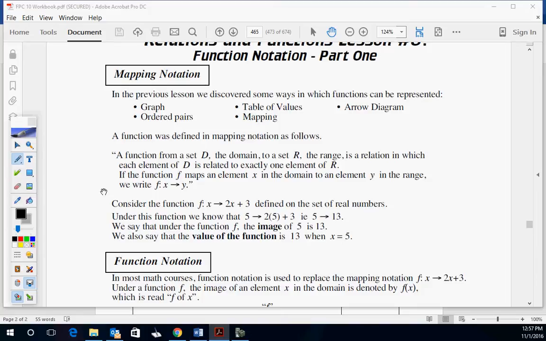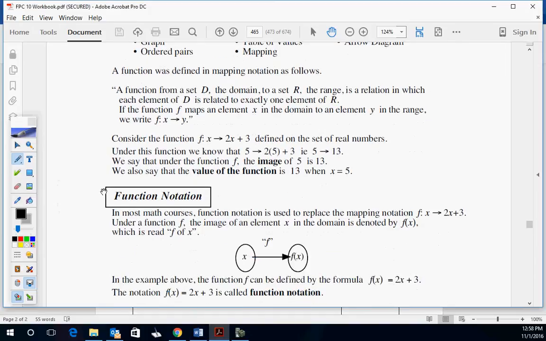Okay, so in previous lesson we talked about our graph, ordered pairs, table of values, mapping, and the arrow mapping diagram. A function from a set D, the domain, to set R, the range, is a relation in which each element of D is related to exactly one element of R. That's the definition of what a function is. We talked about that. Remember, every x can only have one y. So if you have an x that equals 3, it can't go to 5 and to 7. It can only go to one. Okay, so remember, every x only has one y.